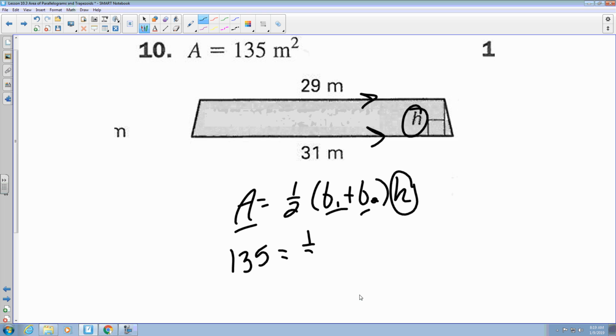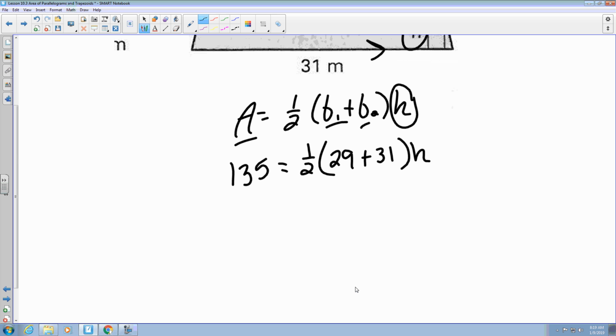And that's going to be equal to 1/2 times the sum of the two bases, which is 29 plus 31, and we have h here. So in order to solve this, we can take the sum of 29 plus 31 because it's inside the parentheses. So now I got 135 is equal to 1/2 times 60 times h. Here I can go about taking 0.5 times 60, or 1/2 times 60, which is 30.